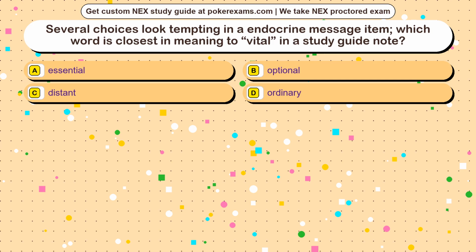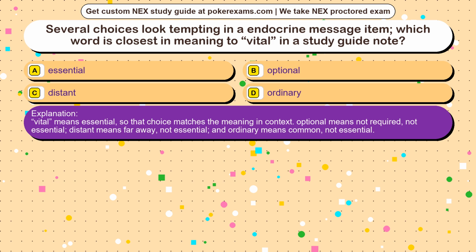The correct answer is option. Vital means essential, so that choice matches the meaning in context. Optional means not required, not essential. Distant means far away, not essential. And ordinary means common, not essential.